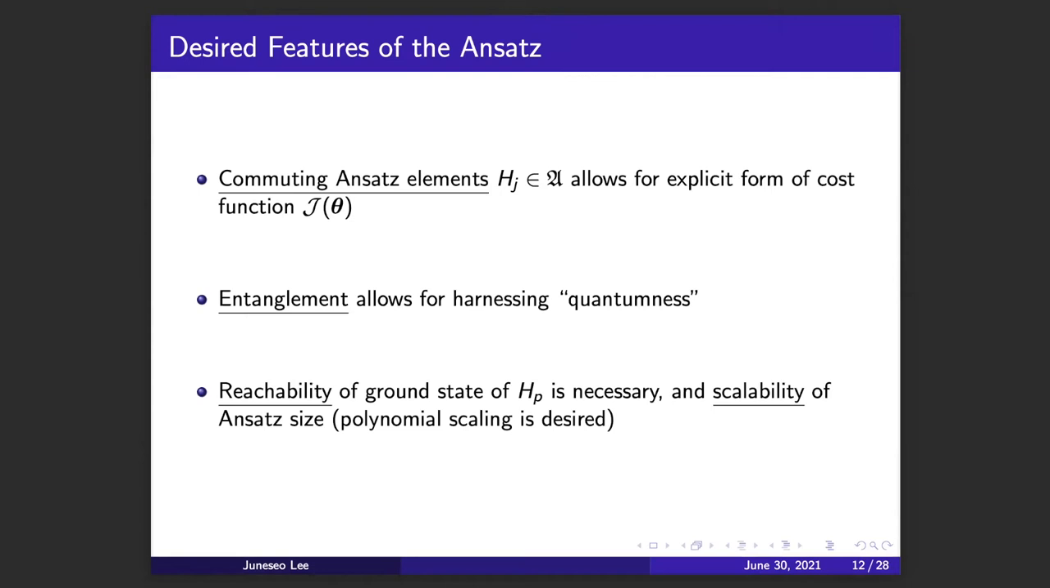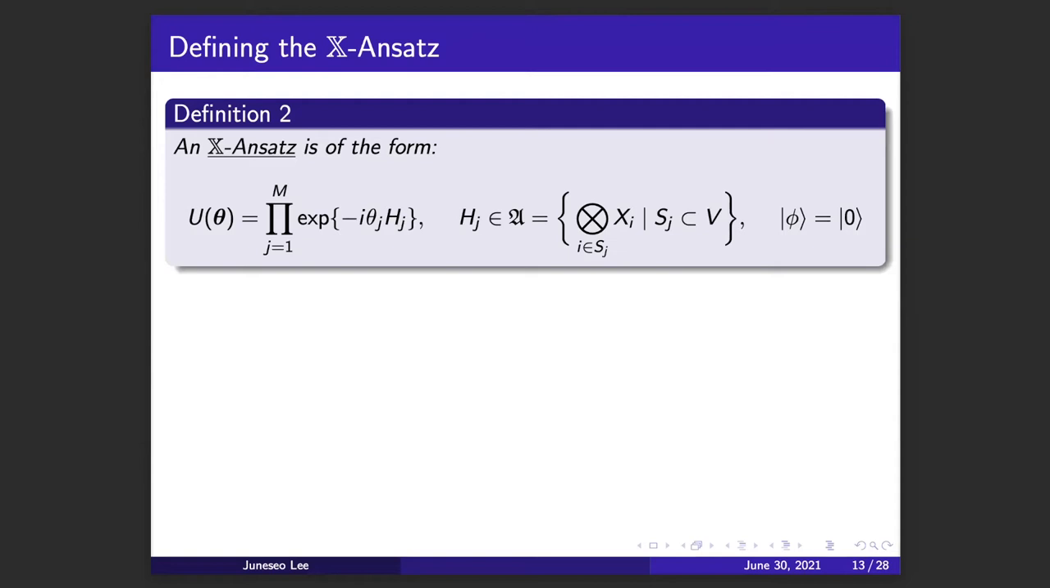Now, given these conditions, we can define the X ansatz here as including H sub J's, those are the Hamiltonians, that are the tensor product of local X operators on some set of vertex subsets defined by A. And just to give an example, the classical ansatz that I showed before is an X ansatz with A being defined by the set of singletons 1 through N.